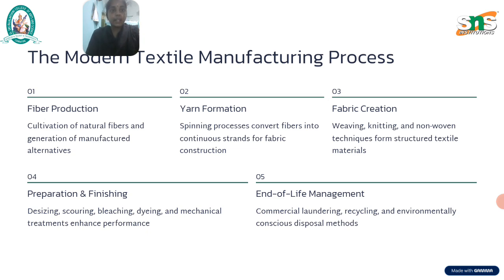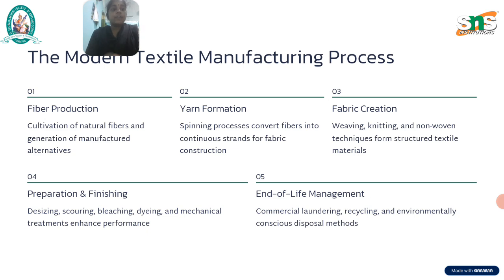Third one is fabric creation. Weaving, knitting and non-woven techniques form structured textile materials. Then the next step is preparation and finishing. If we produce a fabric, it is called gray fabric. After the preparation of the gray fabric, we go through various preparation and finishing processes: desizing, scouring, bleaching, dyeing and mechanical treatments to enhance the performance of the fabric.